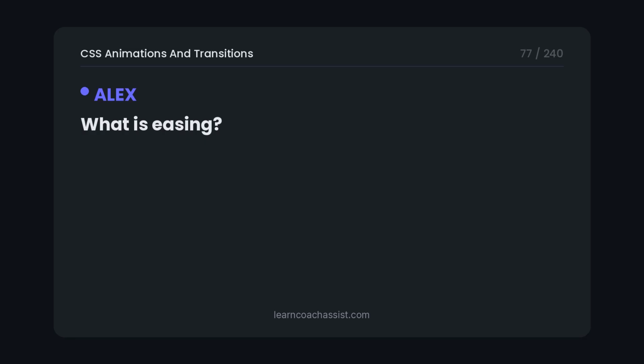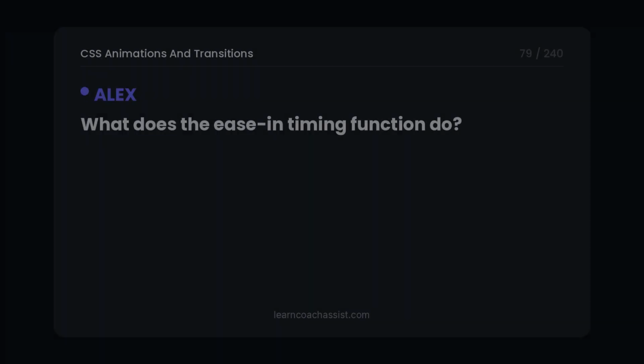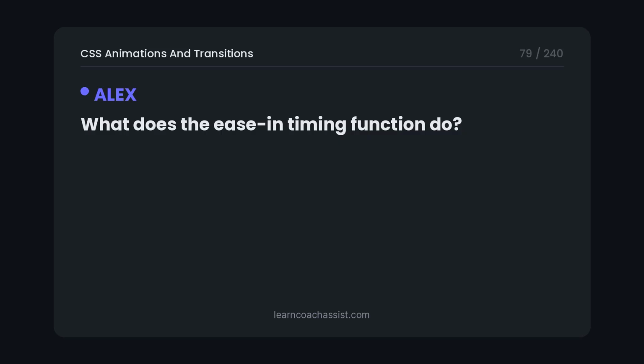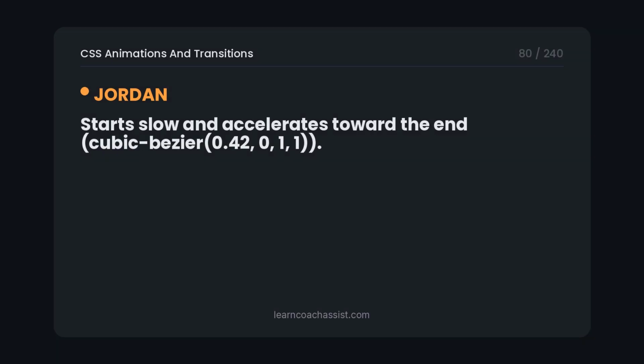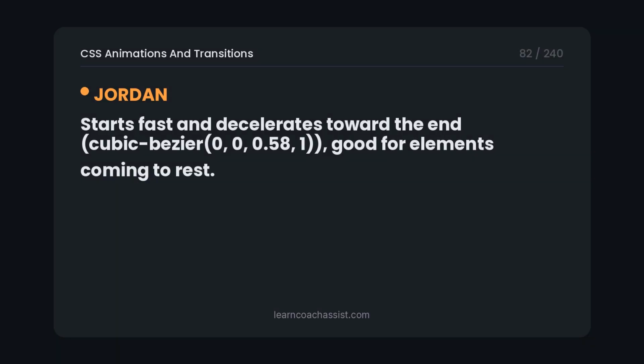What is easing? The function that maps time progress to animation progress, controlling the perceived acceleration and deceleration of motion. What does the ease-in timing function do? Starts slow and accelerates toward the end, cubic-bezier 0.42, 0, 1, 1. What does the ease-out timing function do? Starts fast and decelerates toward the end, cubic-bezier 0, 0, 0.58, 1, good for elements coming to rest.